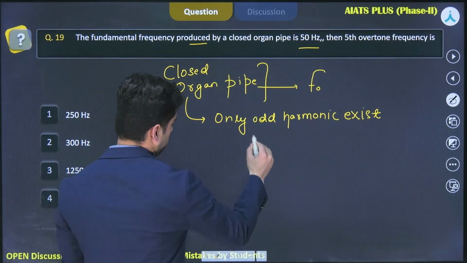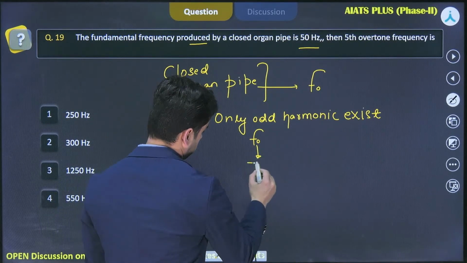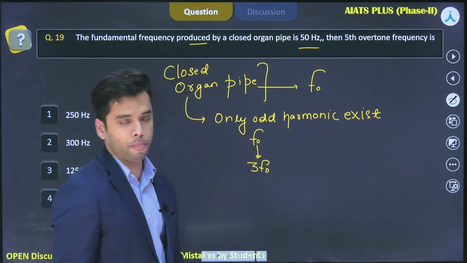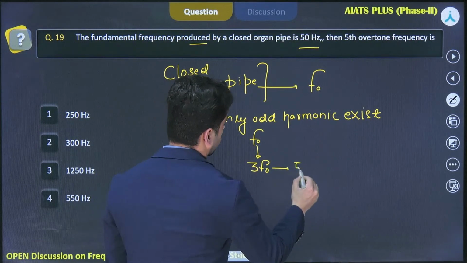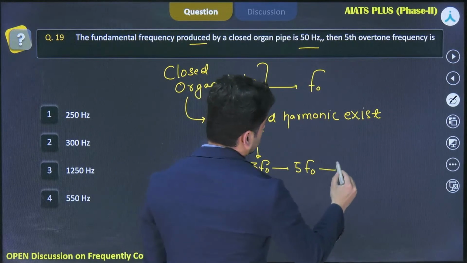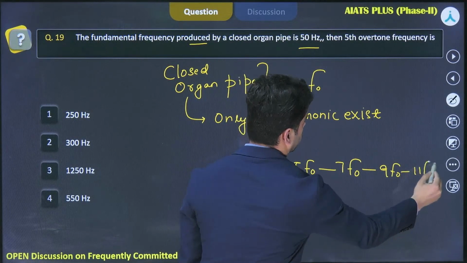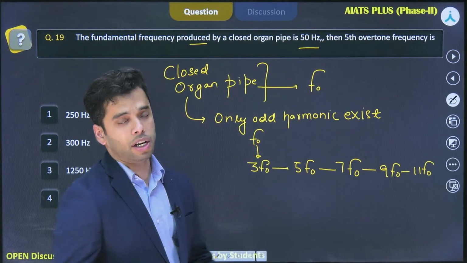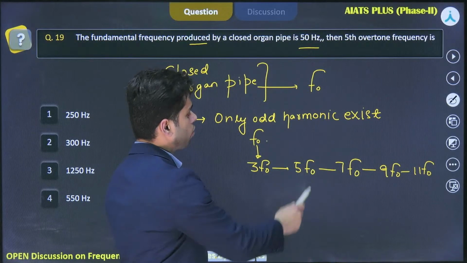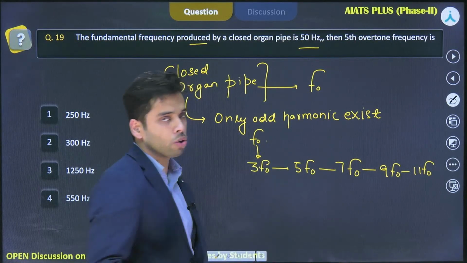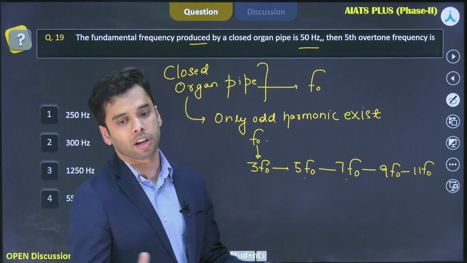So if F0 is the fundamental frequency, the next overtone will be 3F0, because only the odd harmonics are going to exist. So F0, 3F0, then the next one will be 5F0, then 7F0, then 9F0, and the next one will be 11F0, right? That's how the series goes. This is your first overtone or third harmonic. This is your second overtone or fifth harmonic. This is your third overtone or seventh harmonic, right?